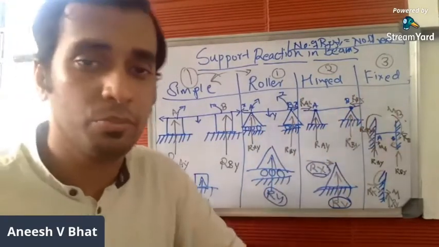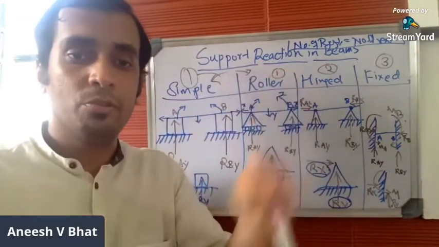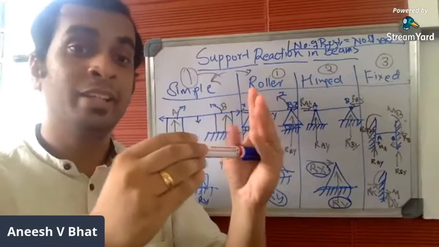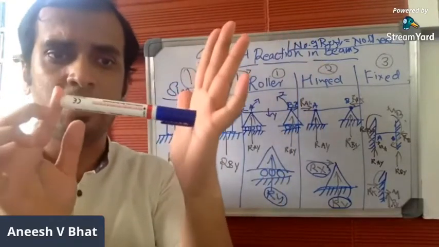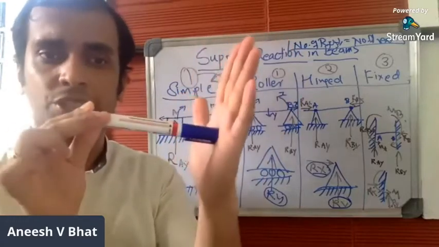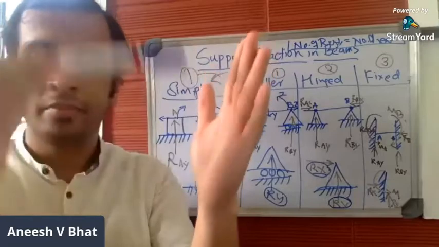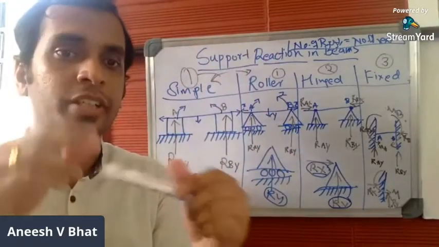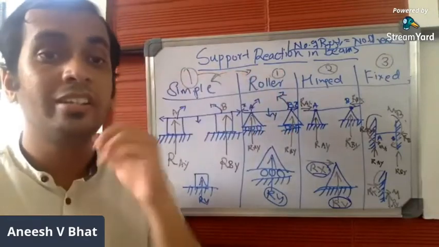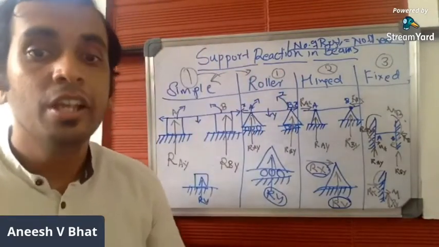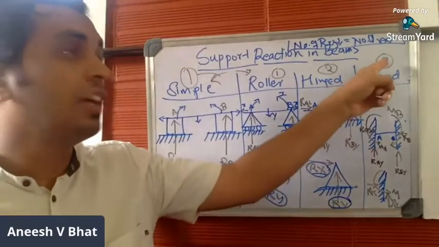Now coming to the fixed support, the last support. If a beam is fixed to the support, the beam can neither move horizontally. If this is the fixed support, if this beam is fixed, it cannot move horizontally. So one restriction, horizontal direction. It cannot move vertically. So second restriction, vertical direction. It cannot even rotate because it is fixed. And third restriction in the Z axis. So you have three restrictions in total in a fixed support.